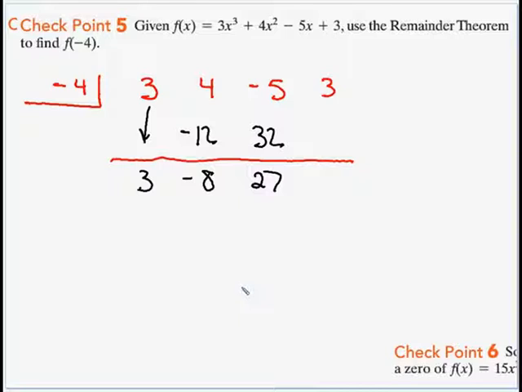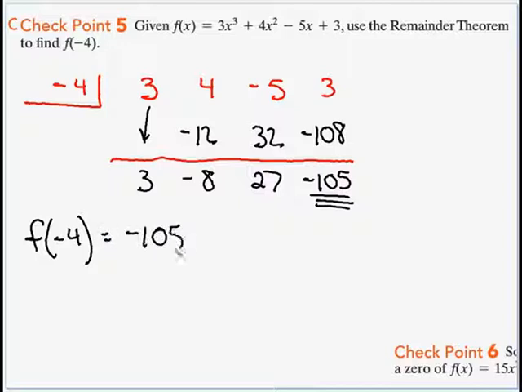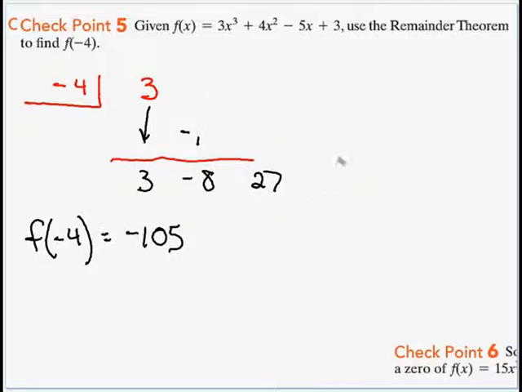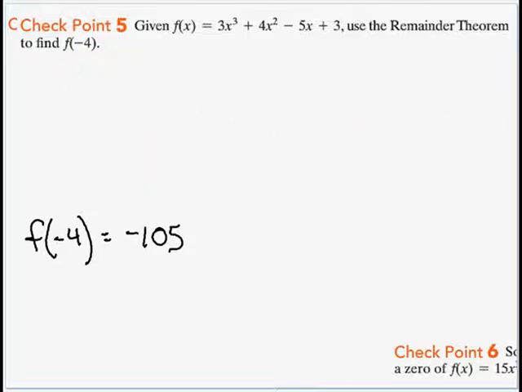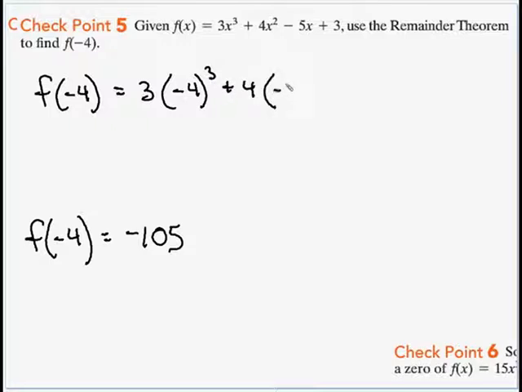What do we got here? Negative 4 times 27, negative 108. And then that takes us to negative 105. So f of negative 4 is equal to negative 105. If you're not entirely convinced that you did everything right, you can always check by just finding f of negative 4. That's going to be 3 times negative 4 cubed plus 4 times negative 4 squared minus 5 times negative 4 plus 3.